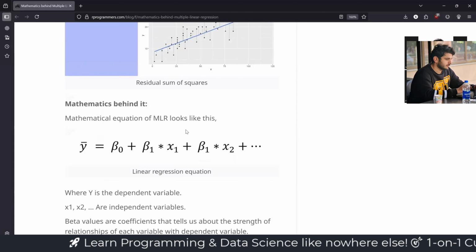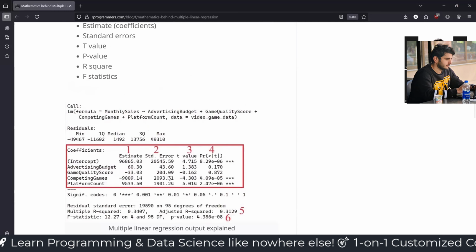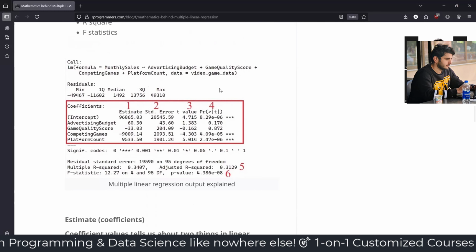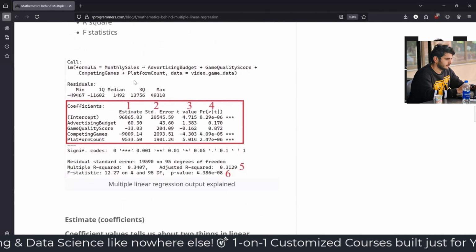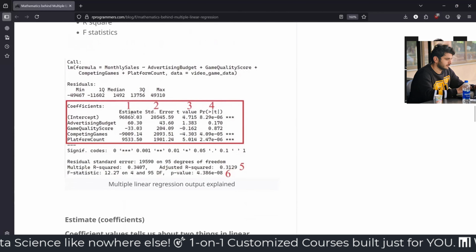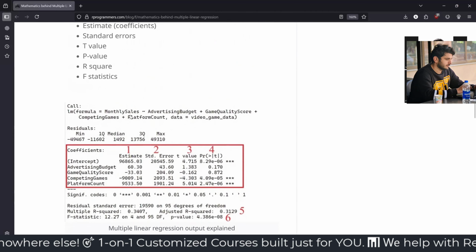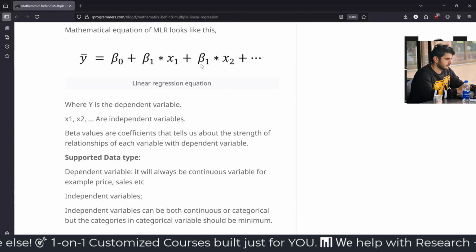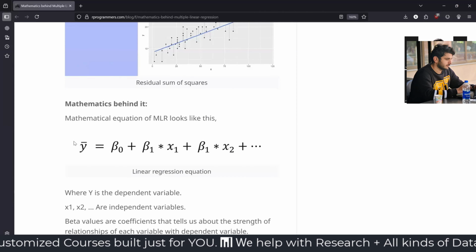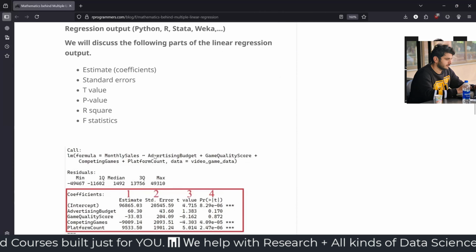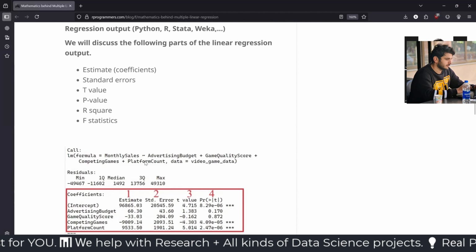Now, when we implement a linear regression model, we get a table something like this. When we do this in Python, we will also get a table exactly like this. Here we have estimates or coefficients. So what are these when we generate the linear regression table? These are basically the actual values that lie in our equation. For example, we are talking about this particular model. Here, y is monthly sales, x1 is advertising budget, x2 is game quality score, and all that.